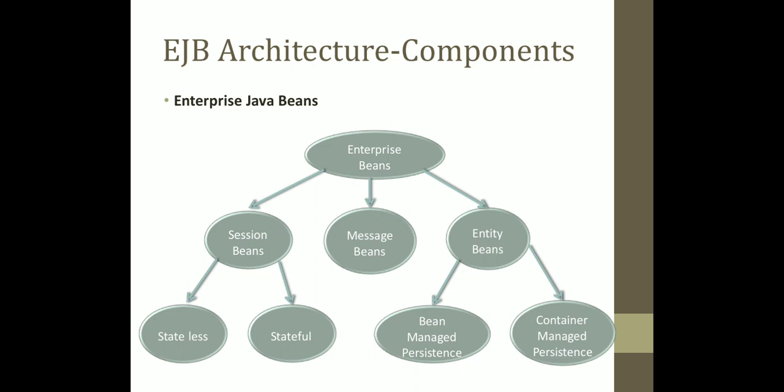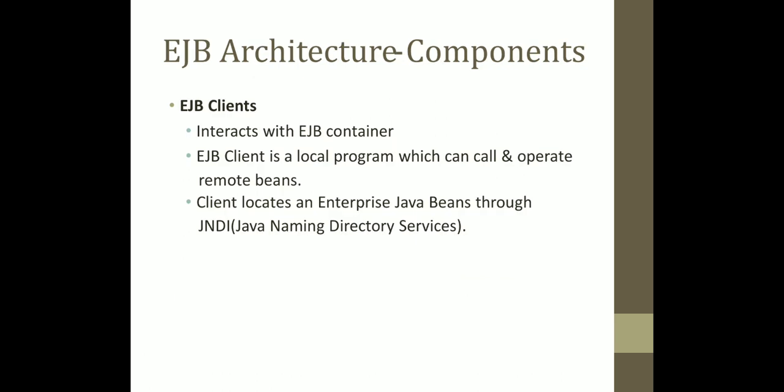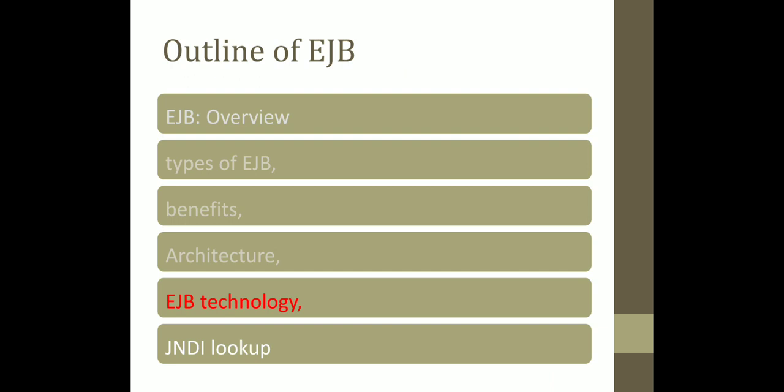Next is the execution part, okay, and the EJB clients. So EJB clients are actually the enterprise Java beans only. It interacts with the EJB container. The EJB client is a local program which can call and operate the remote beans. Plus, the client locates an enterprise Java bean through JNDI in the EJB clients. So this was about the things that are contained as components of EJB architecture. That focuses on three parts, that is client tier, middle tier, and backend tier. Okay, so it becomes a three-tier architecture for EJB.